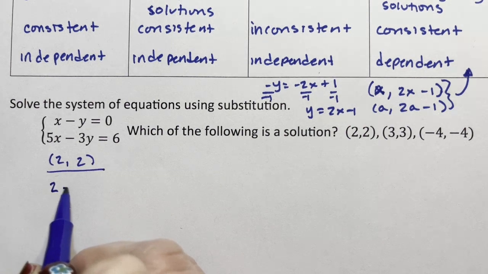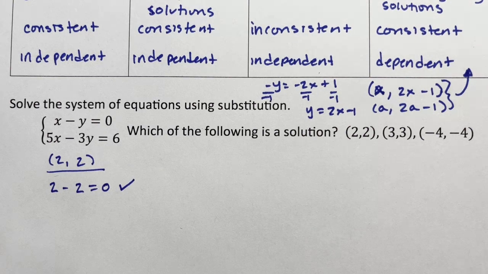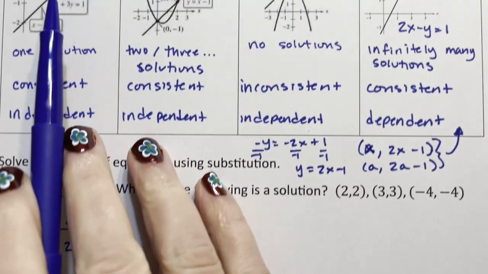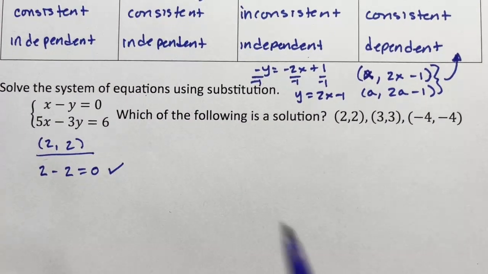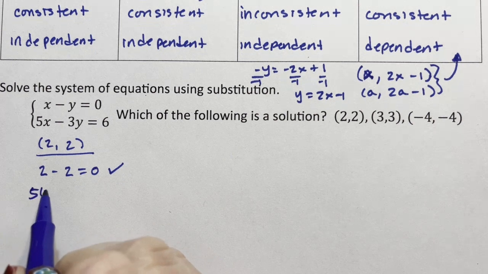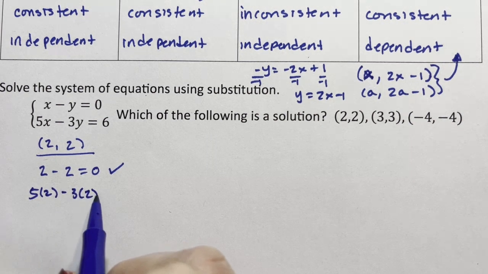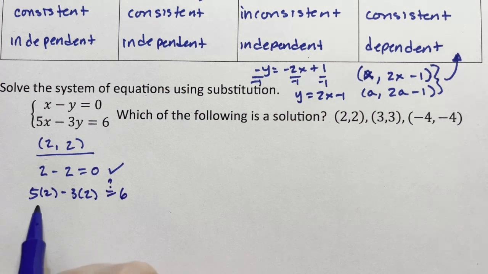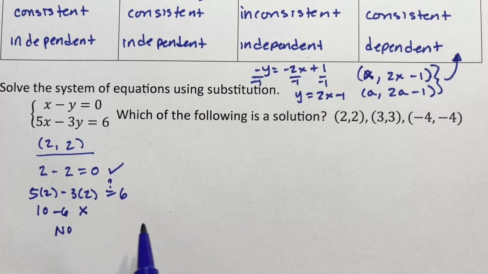If x is 2 and y is 2, does that equal 0? Yes. That's not enough to tell me that that is the point at which the two lines intersect. I need to test it on both of them. So is 5 times 2 minus 3 times 2 equal to 6? 10 minus 6, it does not. So no, that is not a solution of this system.